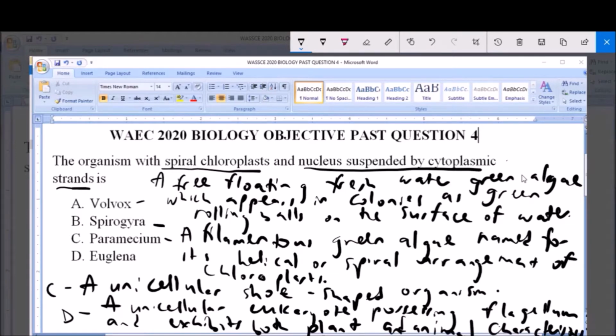So from these descriptions we have given, the Spirogyra, we said it's named because of its spiral arrangement of chloroplasts, and one key feature described in the question is the spiral chloroplasts. Now it's also important to add that the Spirogyra also has its nucleus suspended by strands of cytoplasm, so cytoplasmic strands. So from this, after comparing the definitions, you would agree that option B, Spirogyra, is the organism with spiral chloroplasts and nucleus suspended by cytoplasmic strands. Spirogyra is option B and the correct answer to this question.